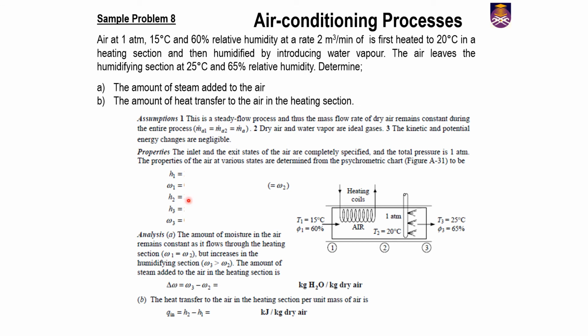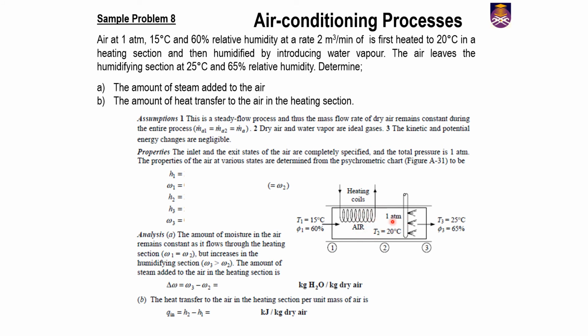And then you have inlet conditions given to you, dry bulb temperature 15, relative humidity 60. So based on that, you should be able to find H1 and omega 1. You are also given the exit conditions: the dry bulb temperature is 25 and the relative humidity is 65. These are the exit conditions after the heating coil, so that is given to you. So you should be able to find H3 and omega 3, right? H3 and omega 3 are found based on this temperature and this relative humidity.